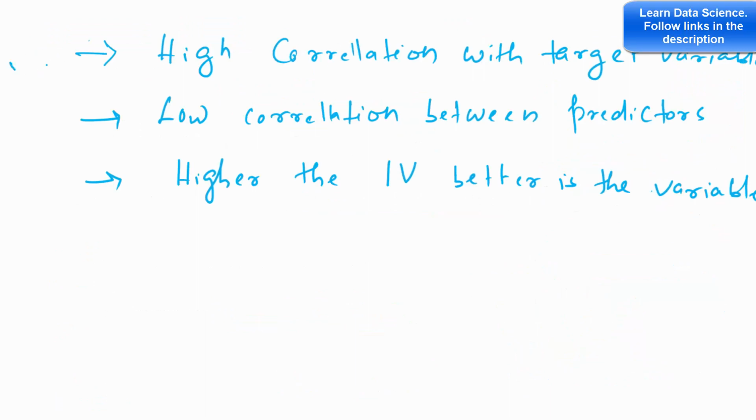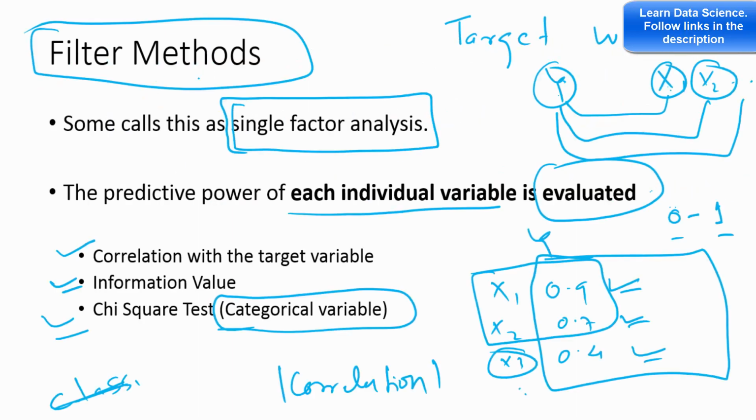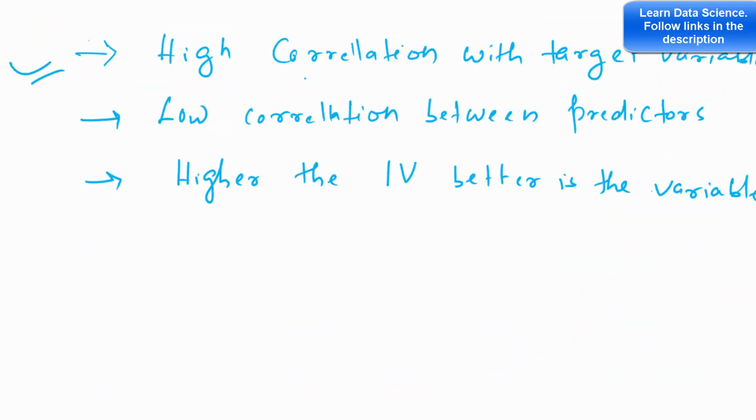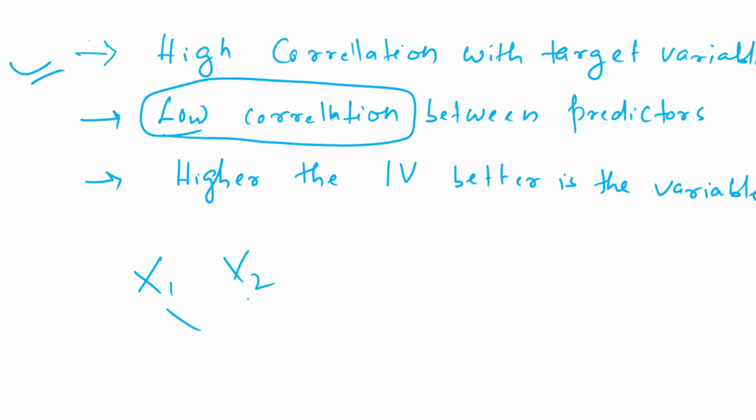So the conclusion that we have drawn from the filter methods is that the one which has high correlation with the target variable is going to have the highest preference in the model, with low correlation between predictors. So ensure that not just high correlation with the target variable, but also low correlation with independent variables. So x1 and x2 should not have high correlation. So that's another point to be considered. But then here, in filter method, you don't actually look at two variables at once. You just look at one of them and compare that with your y. So it's more of a univariate analysis. Higher the IV, better is the variable.